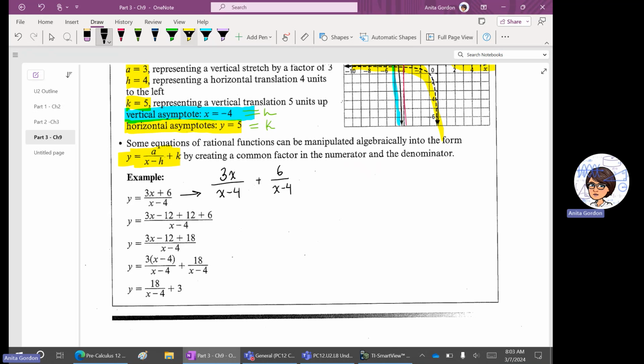Now, in this piece, I don't have any x's, so this piece is going to represent that part of my equation. And what I want is to manipulate this piece so I can factor out that 3 and simplify it a little bit to get rid of x minus 4.